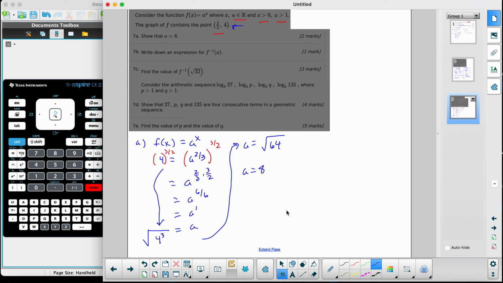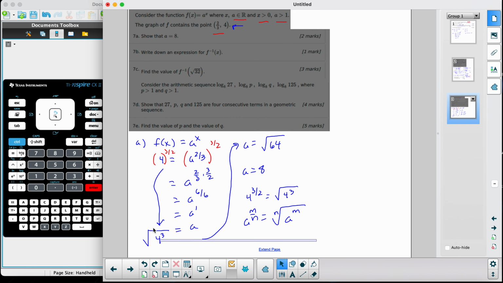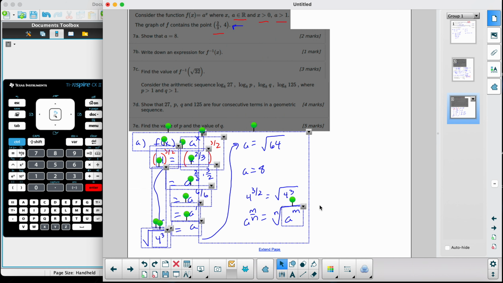So we've shown it. Now, 4 to the 3/2, just to review, is equal to the square root of 4 cubed, because a to the m over n power is equal to the nth root of a to the m power. And since it's a 2, we don't put the 2 there because it's understood it's a square root, right? Okay, so that's where that came from. Okay, so we got that going for us.